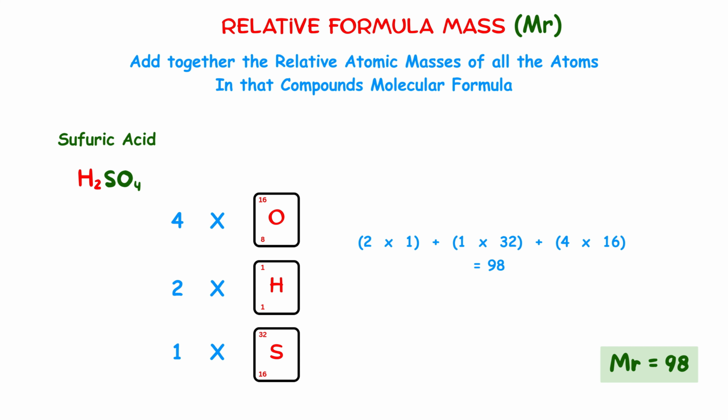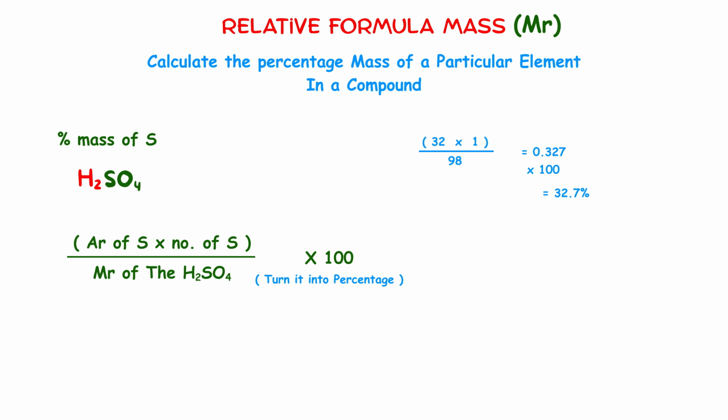Now, sometimes you might also be asked to calculate the percentage mass of a particular element within a compound. This simply means finding out what portion of the compound's total mass comes from one specific element. To do this, we use a straightforward formula, which is the relative atomic mass of the desired element multiplied by the number of atoms of that element, divided by the relative formula mass of the entire compound, then multiplied by 100 to convert it into a percentage.